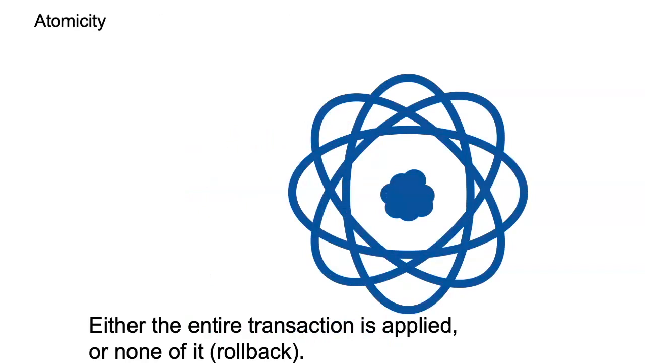Atomicity means that when you have a transaction, either all of it is applied or none of it. So either you get the banknotes and it's debited from your account, or you don't get the banknotes and it's not debited from your account. That's atomicity. All or nothing, but you don't get half of it only. It's either all or nothing.